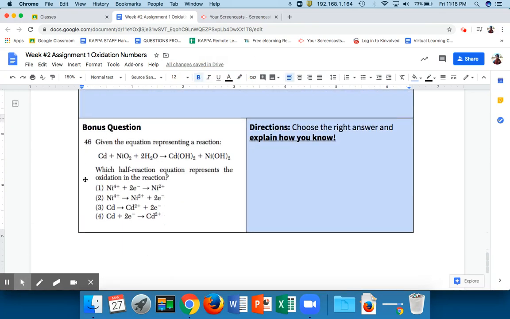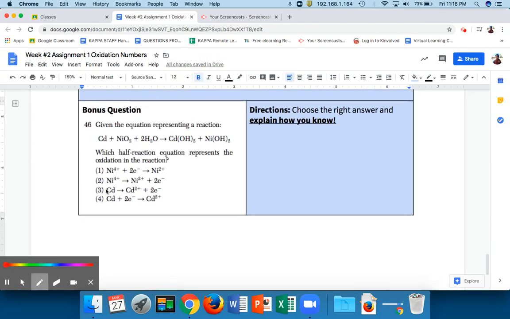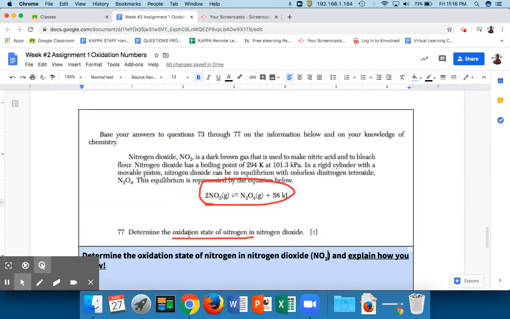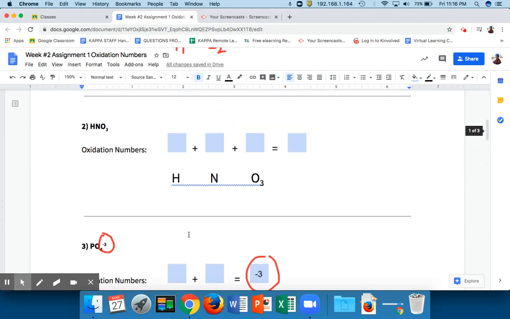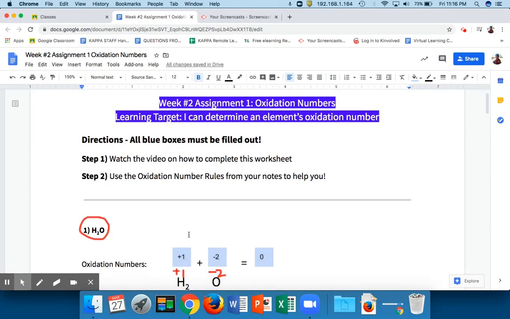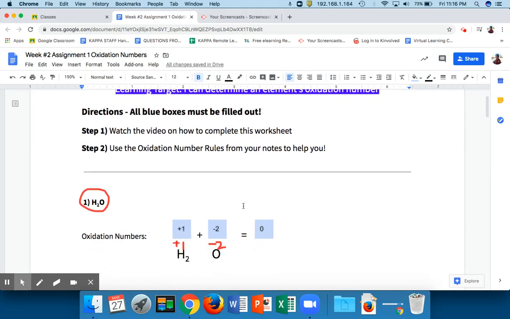Okay, then there's a bonus question. This is a Regents question as well. It is quite a challenge, so I made this one a bonus question. You're going to choose the right answer and explain how you know as well. If you guys have any questions, feel free to email me as you're working on this. And again, I recommend doing this on loose leaf first and then typing in your final answers.